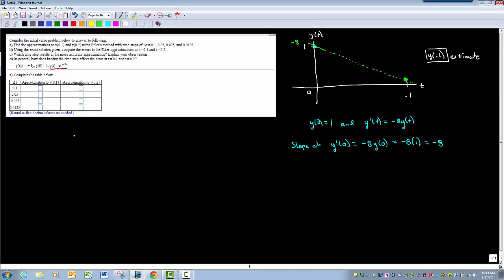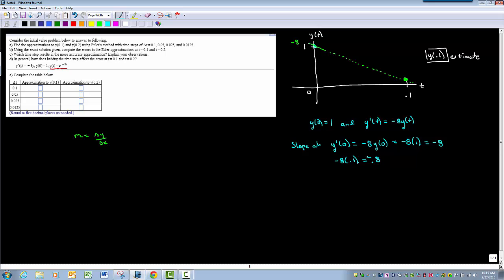We can say that the slope is the change in the y value over the change in the x value. So what we'll do is take that change in y over change in x, multiply it by the change in x, and that'll tell us what the change in y is. The slope here is -8. We'll take that -8 and multiply it by 0.1, and that'll give us -0.8.